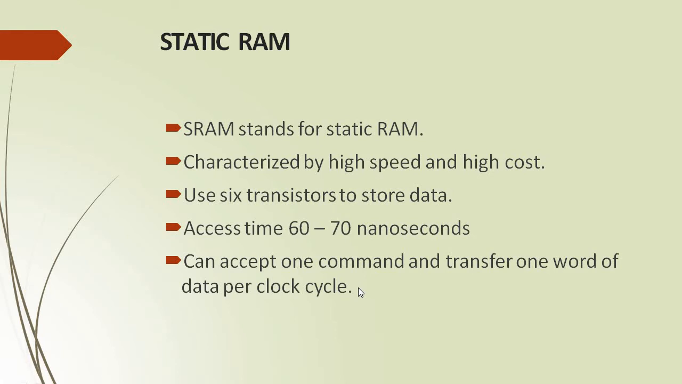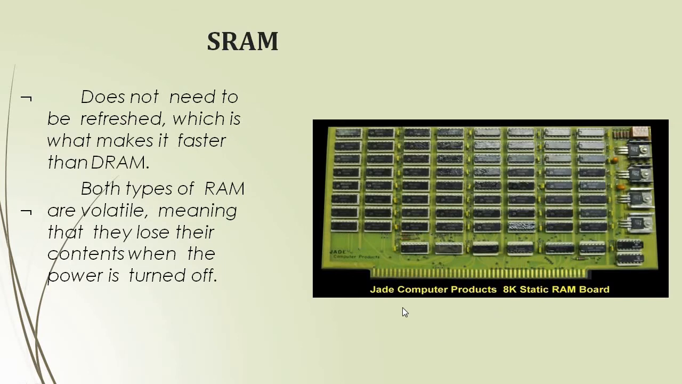These are the introduction and uses of the static RAM. So here you can see how static RAM looks. It does not need to be refreshed, which is what makes it faster than DRAM. Both types of RAM are volatile, meaning that they lose their contents when the power is turned off.